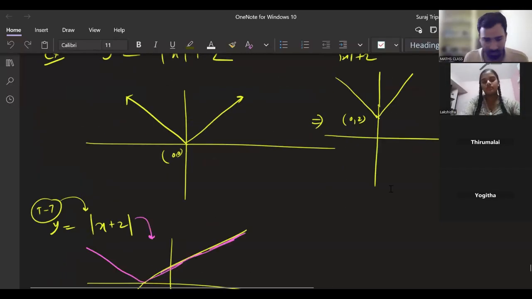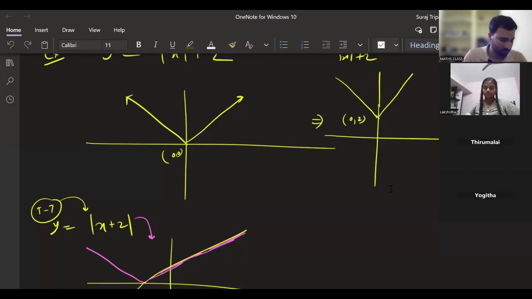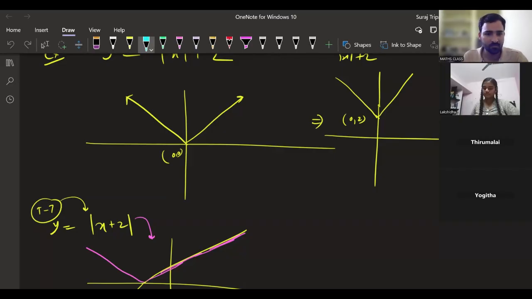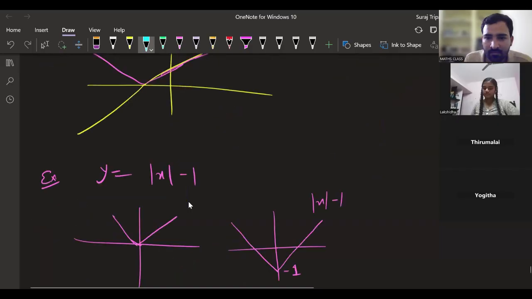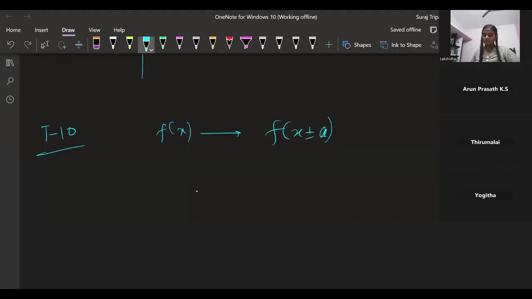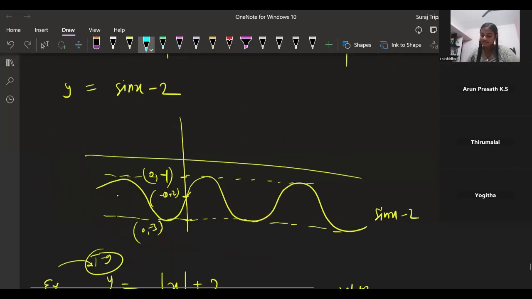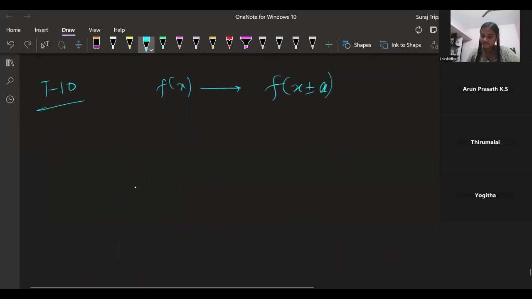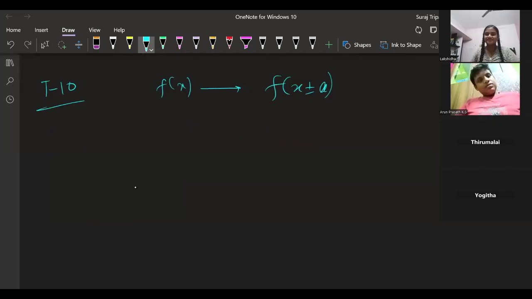Right. So now write down transformation 10. Transformation number 10: to change f of x to f of x plus or minus a.